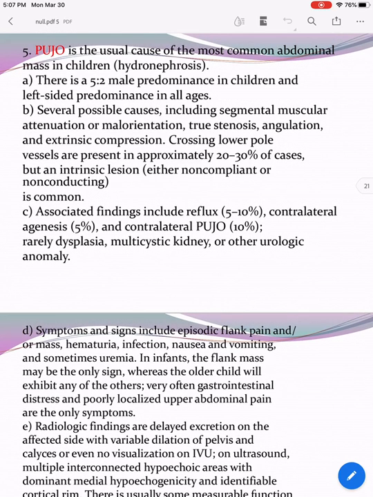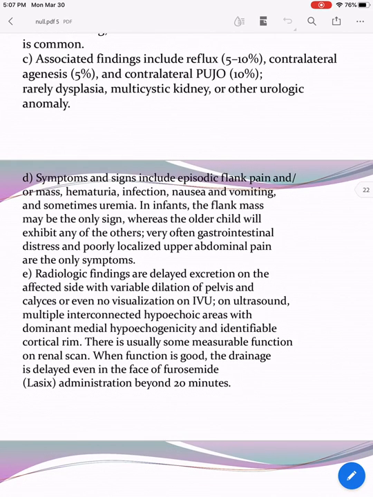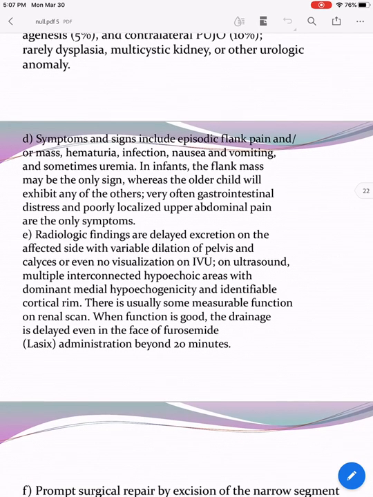The condition is associated with the other side, in about 5 to 10% of cases; the PUJ obstruction is bilateral in about 5 to 10% of cases. The presentation is usually different. The child usually presents with flank pain or a mass, hematuria, infection, nausea and vomiting, sometimes uremia. An infant's flank mass may be the only sign, whereas the older child may exhibit any of the others, like gastrointestinal distress or poorly localized upper abdominal pain.